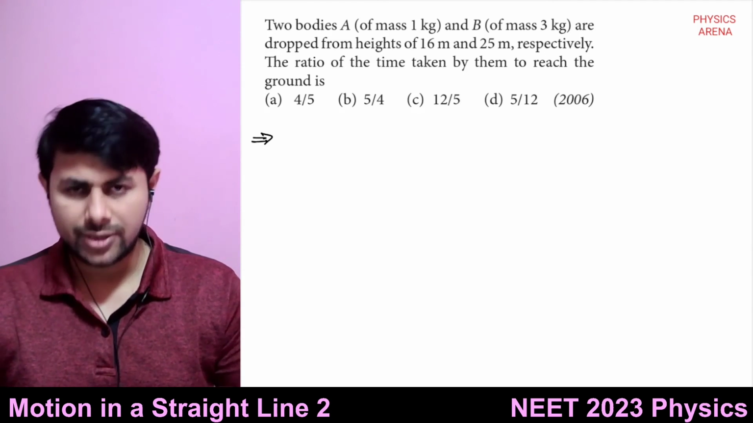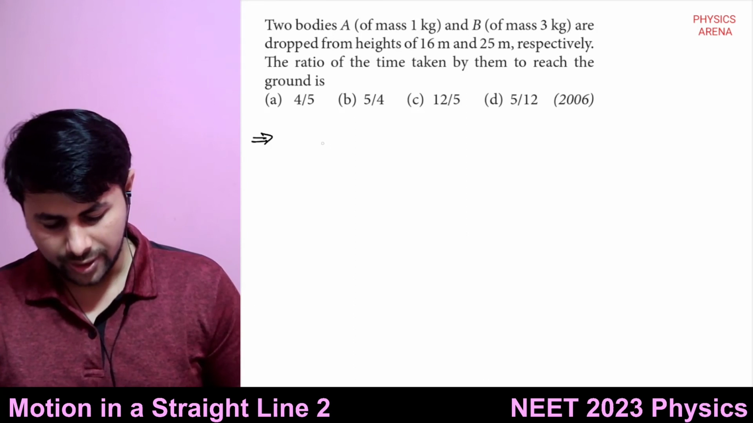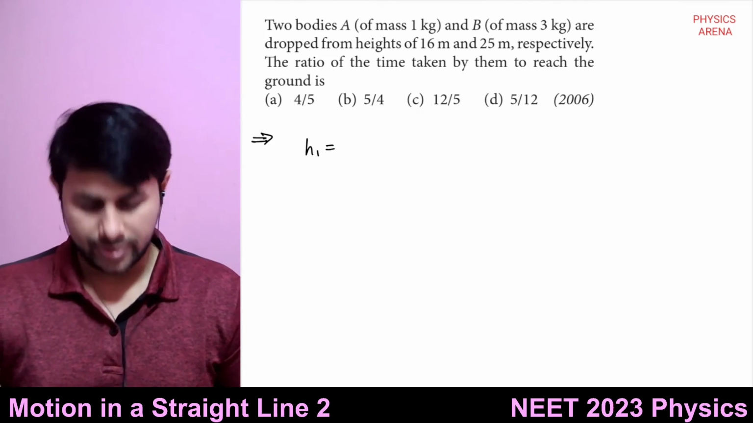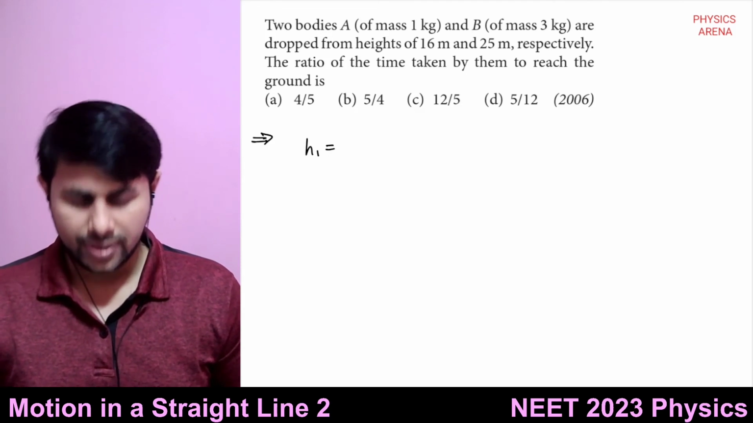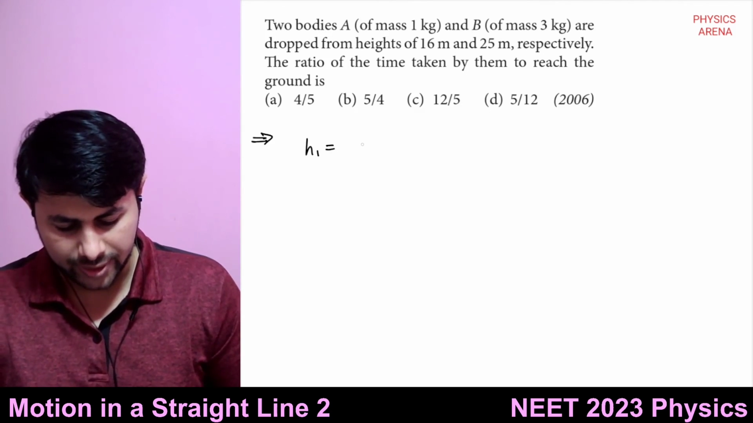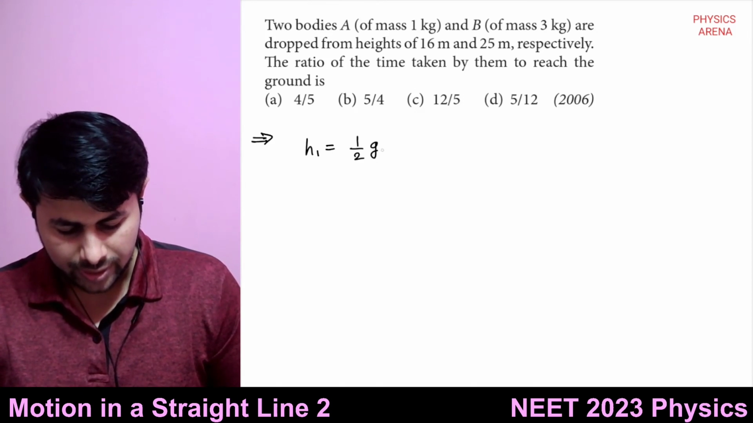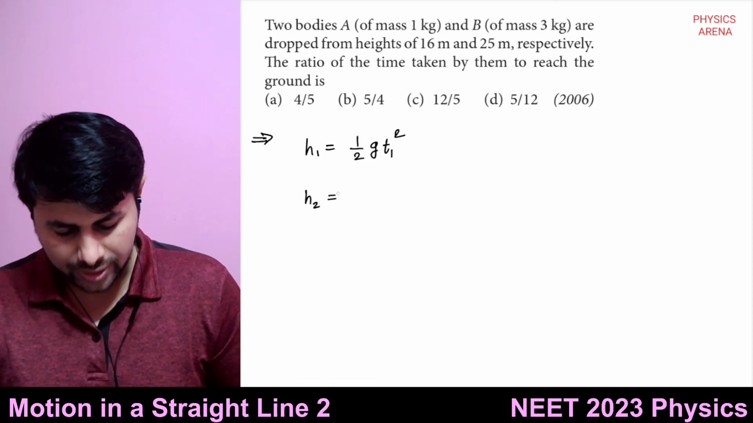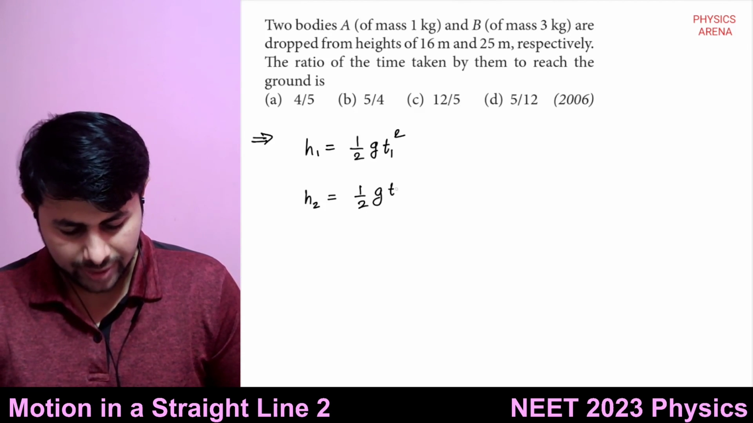Okay, so the first one is dropped from the height of 16 meters. So we know h1 is 16 meters. It is just released from that height. Okay, it is not thrown with any velocity. It is half of g multiplied by t1 square, and h2 is equal to half of g multiplied by t2 square.